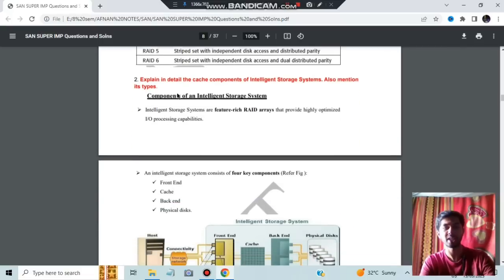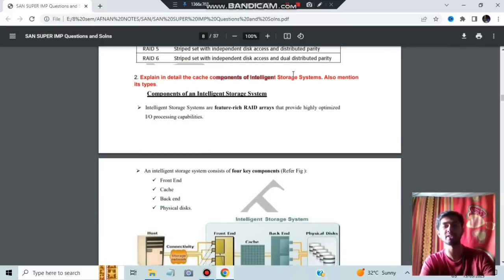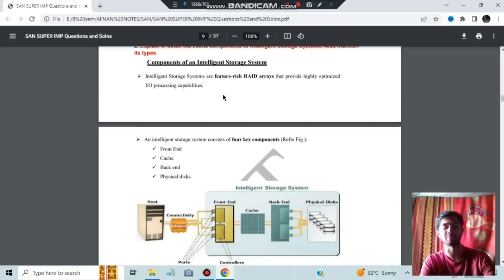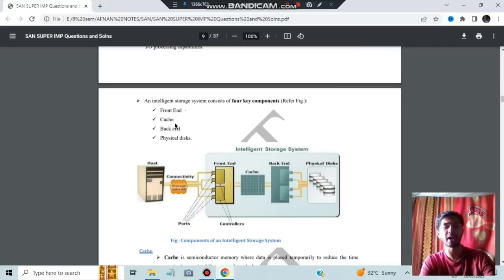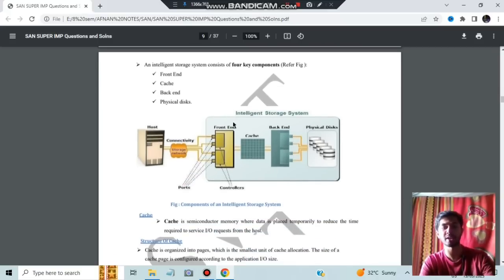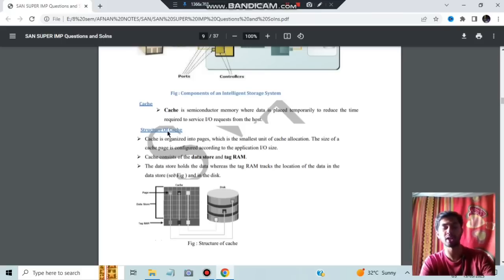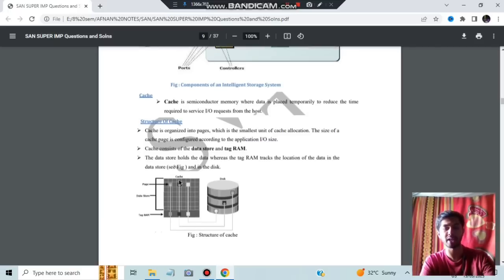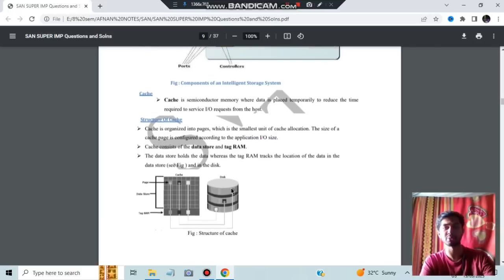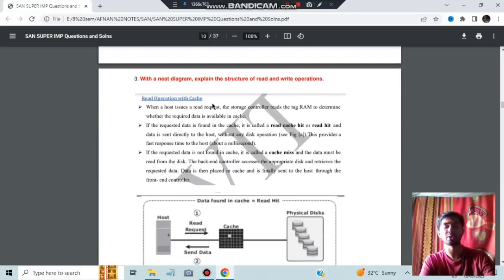Okay. Explain in detail the cache components of the intelligent storage system. So before cache components, we need to discuss how many components are there in an intelligent storage system. There are 4 components: front end, cache, back end, and physical disk. This is the diagram in which you can see all those things. And here's the cache. In the cache, we have the structure of the cache. It consists of 2 things: data store and tag RAM. Okay, this is the data store and tag RAM. Here we have the cache present. All is mapped to the disks present here. And that was about the cache.